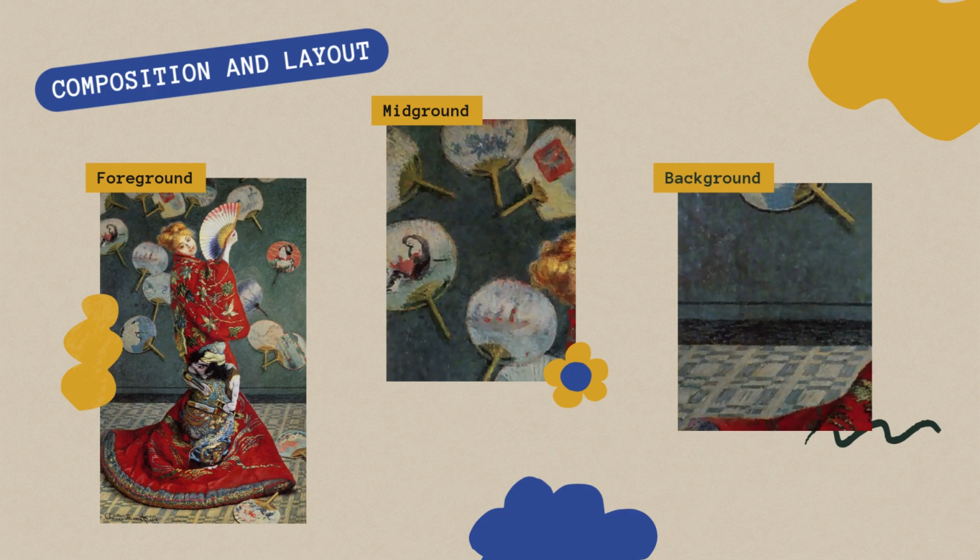And for the midground, we can see the background features a patterned wall adorned with Japanese fans, adding to the theme of Japonisme. These fans are scattered to create a sense of depth and emphasize the cultural context. And for the background, while less detailed, the background provides contrast to the elaborate kimono. It's relatively flat, directing focus to Camille and the ornate garments.